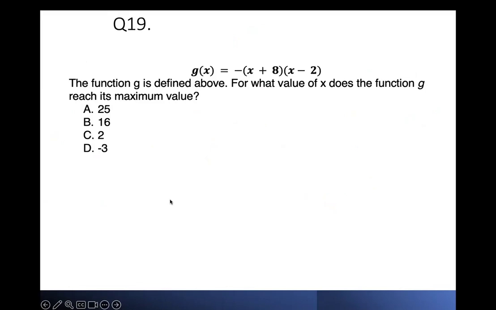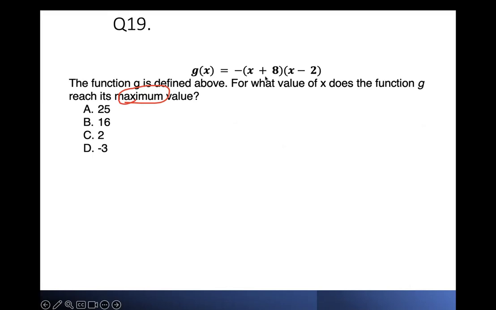A function f of x is defined as this. For what value of x does the function f reach its maximum? This is also a concept question. Maximum value. Pick your answer choice. You can try to graph it, but I want you to give yourself a break and use the concept. Sometimes when you know the concept, typing in a computer or anything is not going to help you. But what is the key here?